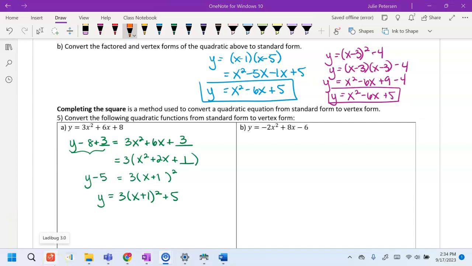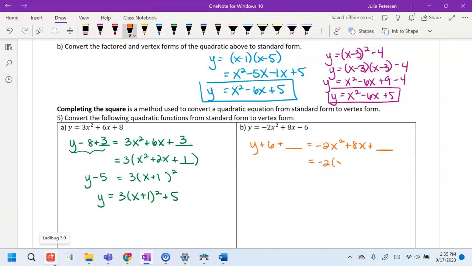Okay, so let's try this one again. I, again, am going to get anything that doesn't contain an x out of the way. So I'm going to do y plus 6. And since I know I'm going to end up adding something, I'm going to go ahead and put a plus and a line. This is just how I keep my life organized. You can do however you do. Okay, so what we have is negative 2x squared plus 8x. And I'm going to put that blank in because we're going to add something there so we can actually complete this square. And now I'm just going to work with the right side.